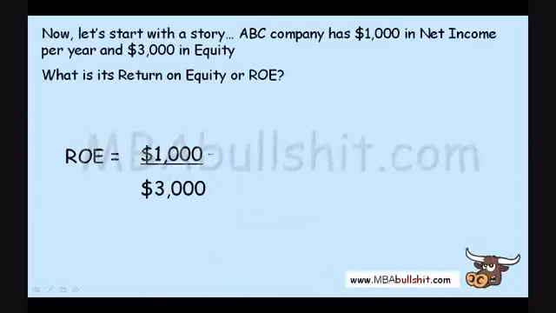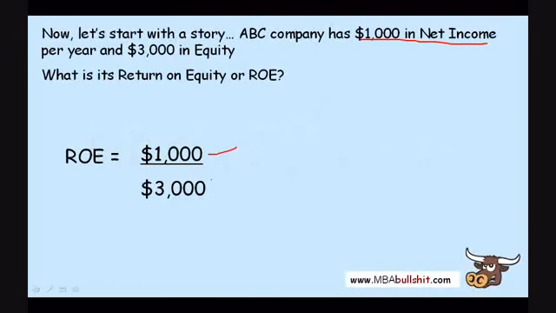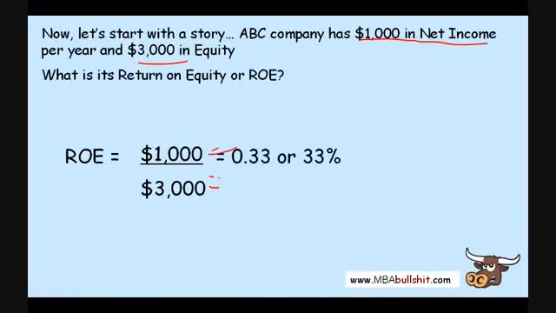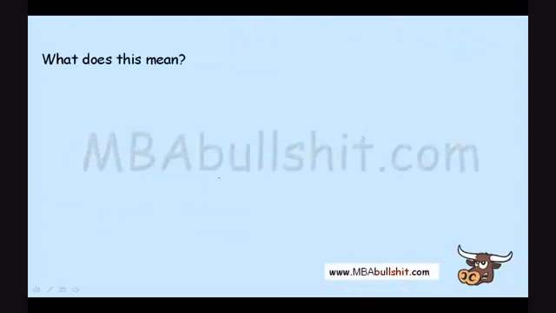Where do we get this $1,000? $1,000 in net income per year, based on the most recent year's earnings, or last year's earnings. Where do we get the $3,000? It's the $3,000 in equity. So we divide the numerator by the denominator, and we get an ROE of 0.33 or 33%. So what does this mean?